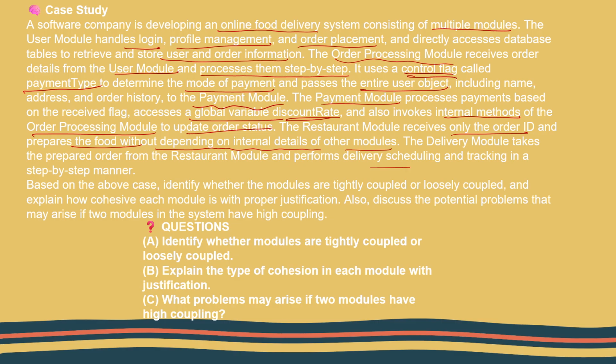Then when it is prepared, it performs scheduling and tracking in a step-by-step manner. So this is your software company, online food delivery system. Identify whether modules are tightly coupled or loosely coupled. Explain the type of cohesion in each module. What problems may arise if two modules have high coupling?